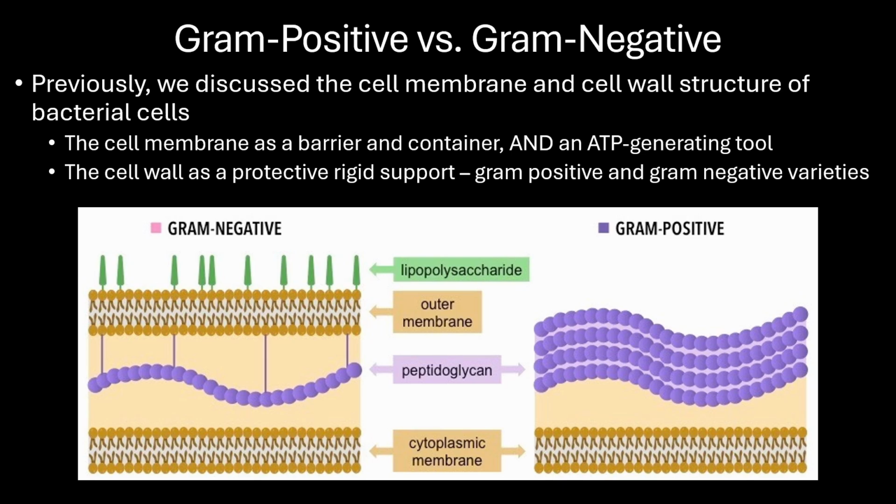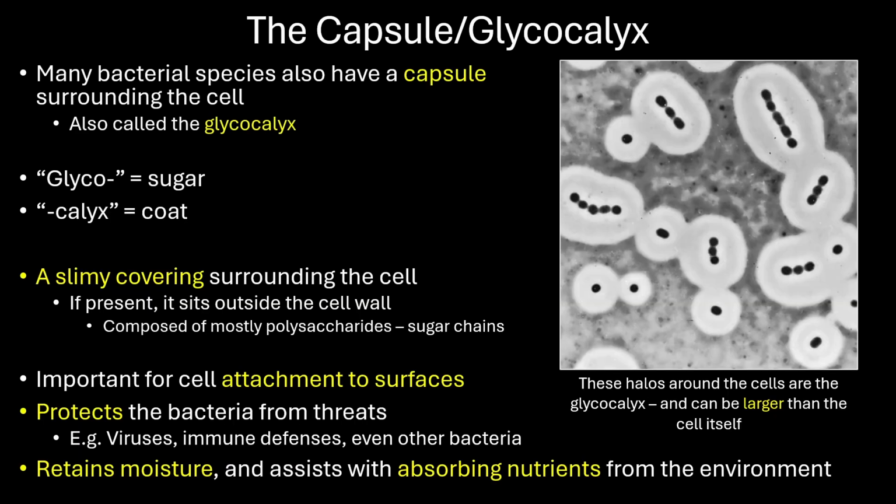Now, that's not the only thing that is very distinctive about bacterial cells. So we're going to talk more about some important features of those cells here. So outside of the cell wall, we can sometimes find a structure called the capsule, otherwise known as the glycocalyx, which is what I tend to say. Glyco meaning sugar, calyx meaning coat.